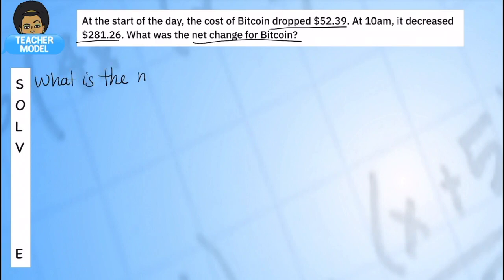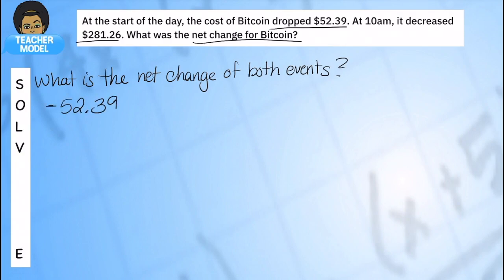What is the net change of both events, of both transactions? That's what we're trying to figure out. And we have the first drop, and I'm going to add for our second event, but check this out. Our second event is also a decrease, so it's another negative. So I'm adding 2 negative numbers. Does that make sense? 2 things happen. That's why I'm using addition between them. And because the second one was another decrease, I'm using a subtraction sign here.